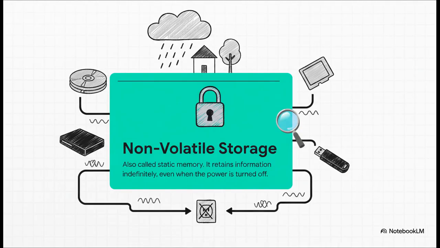And that is precisely why we need non-volatile storage. This is the permanent stuff. This is your computer's long-term memory. When you save that file, you're telling the computer to move it from that temporary, volatile memory over to this permanent, non-volatile storage. It holds on to your information forever, or at least until you delete it, even when the power is off. This is where your digital life is actually saved.